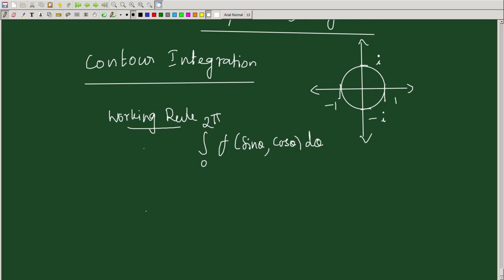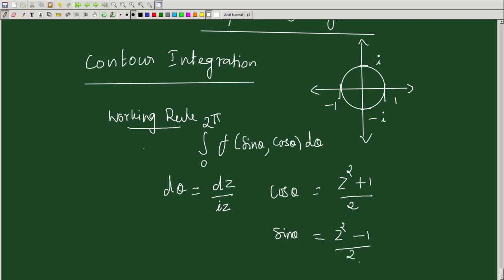So next, how to do this kind of problem? First you have to replace d theta in terms of a complex number. So d theta becomes dz by iz, and cos theta you have to replace with (z square plus 1) by 2z. Similarly sin theta equals (z square minus 1) by 2iz.